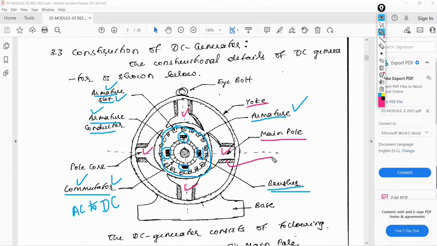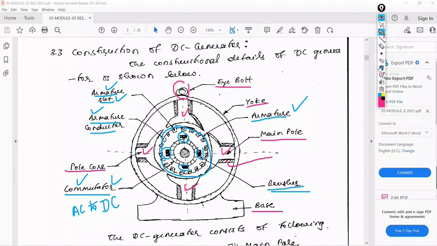Then each pole also has a pole core. These are the major parts and their functions. Then the eye bolt is used to carry the machine from one position to another. The base is the support for this rotating machine. These are the different parts of the DC generator and their functions.